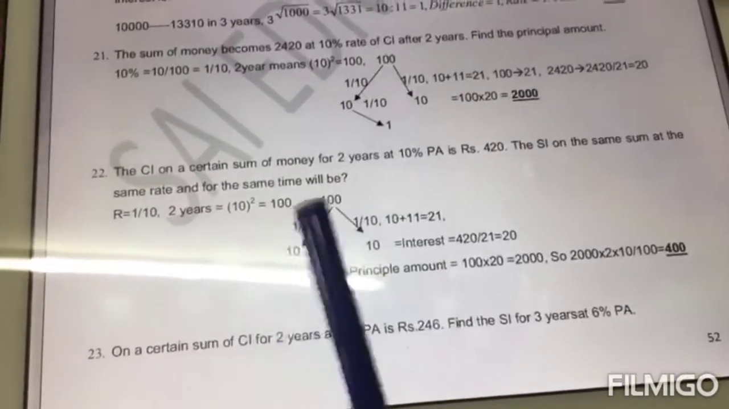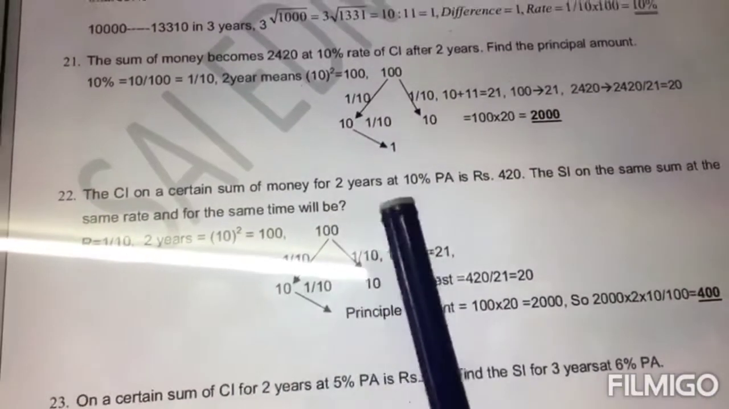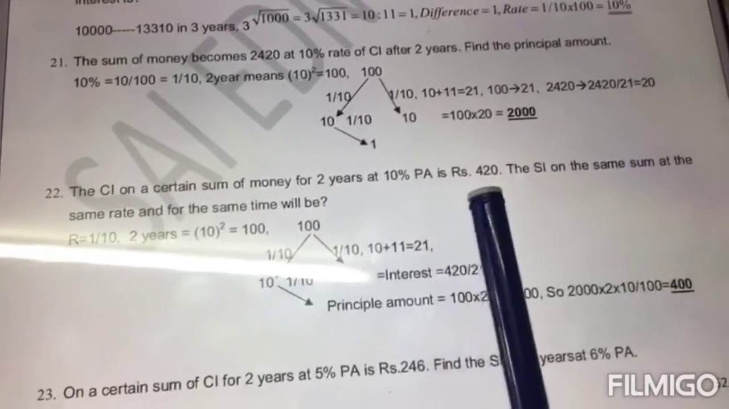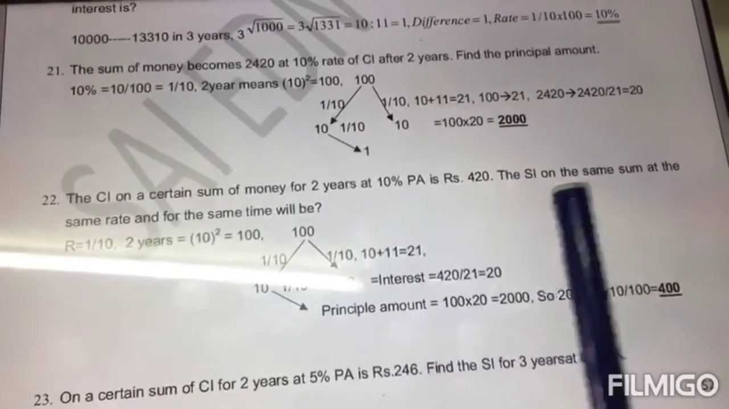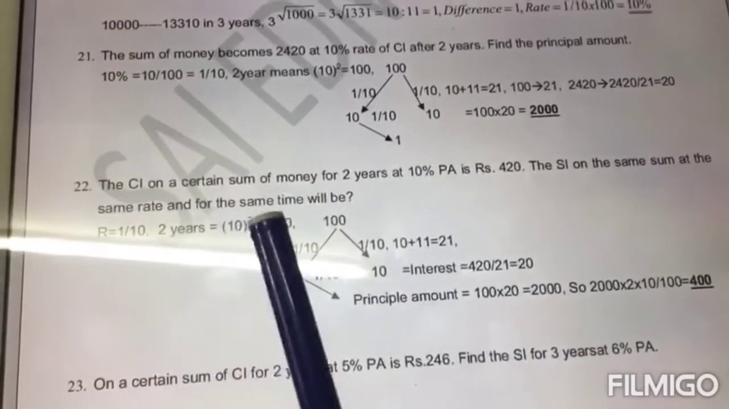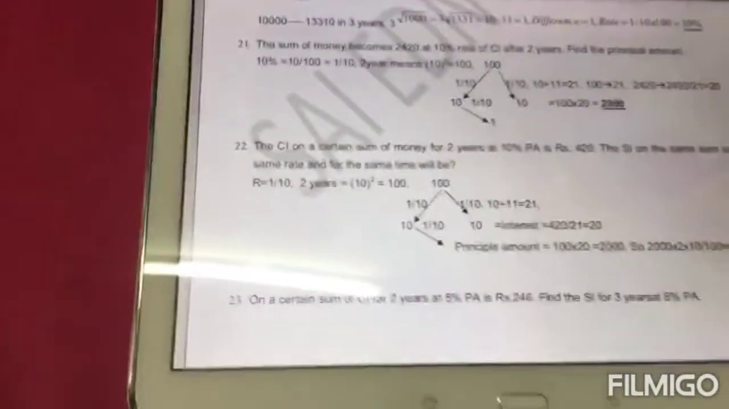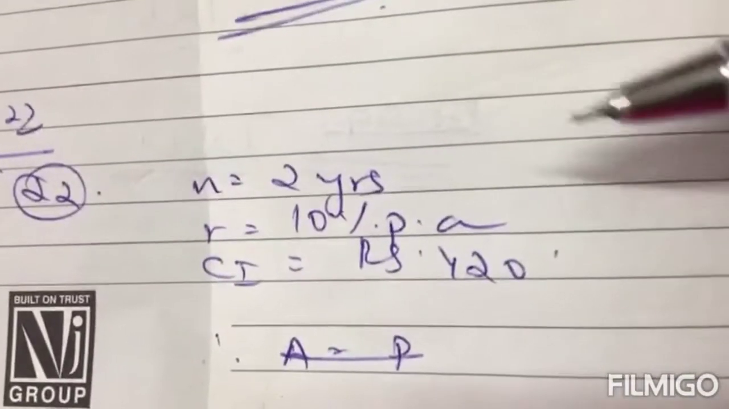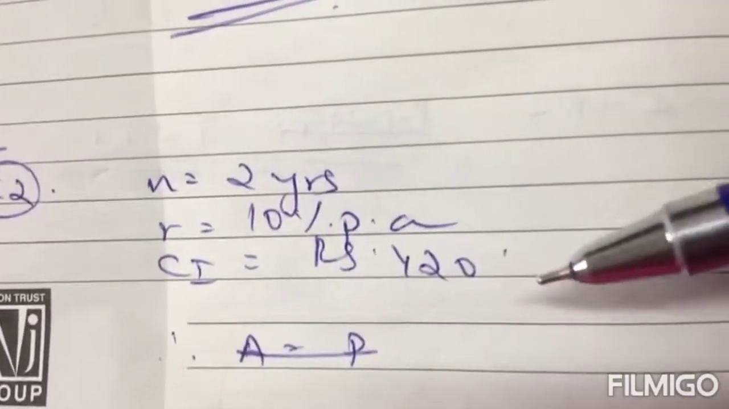The compound interest on a certain sum of money for 2 years at 10% per annum is 420. The simple interest on the same sum at the same rate and for the same time will be what? Very simple. Yes, so let us first write down the information. N is equal to 2 years, R is 10% per annum and compound interest is 420.